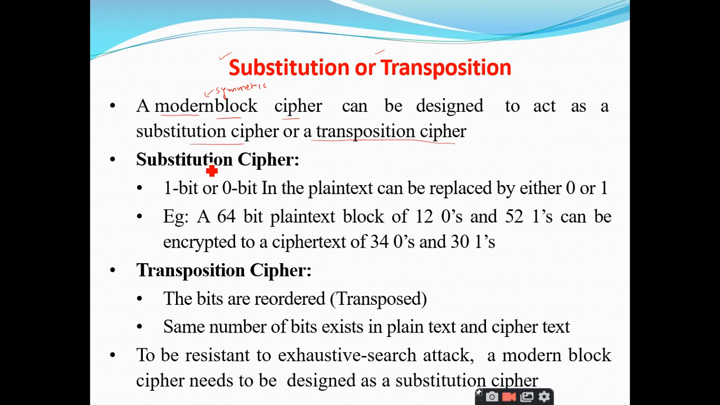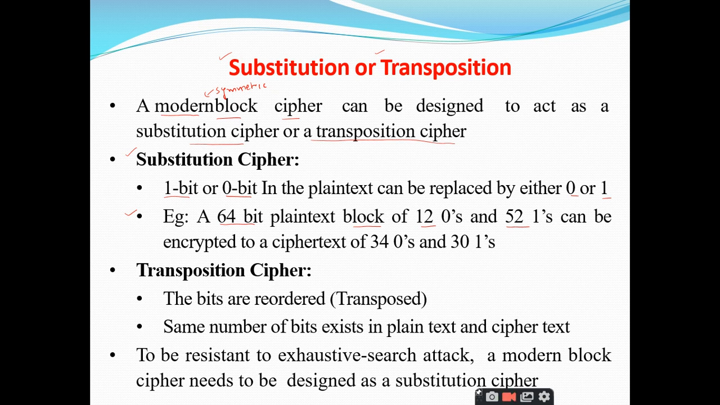Yes, sir. So in the substitution cipher, as I told, a 1 bit or a 0 bit in the plain text can be replaced with 0 or 1. Anything is possible, right? Let us take an example here. This example is very important, please concentrate. A 64-bit plain text block consists of 12 zeros and 52 ones. How many zeros are there? 12 zeros, and you have 52 ones, right?